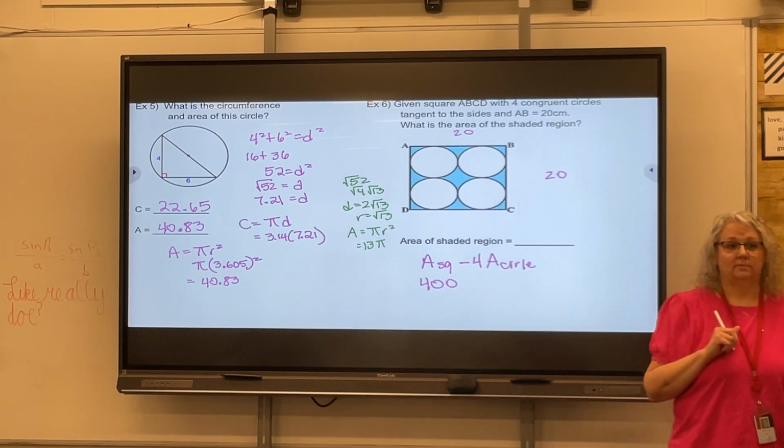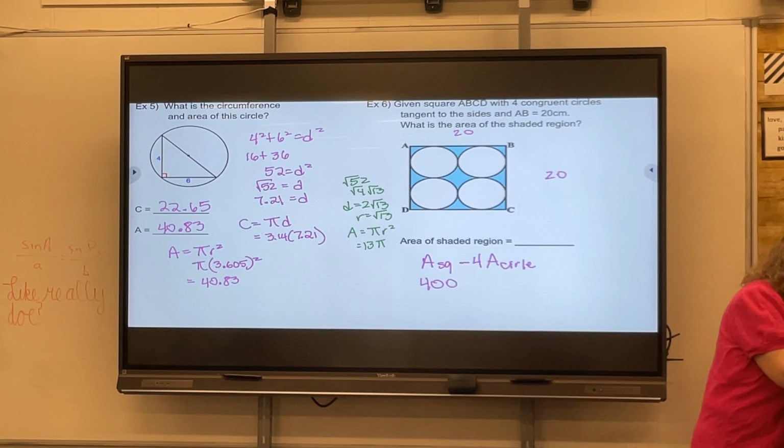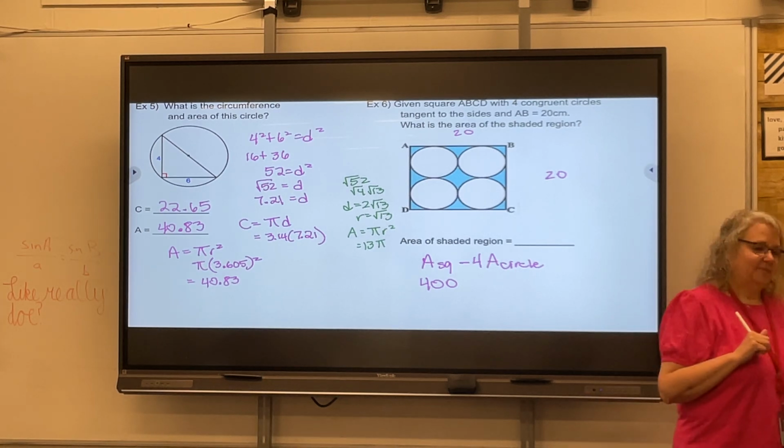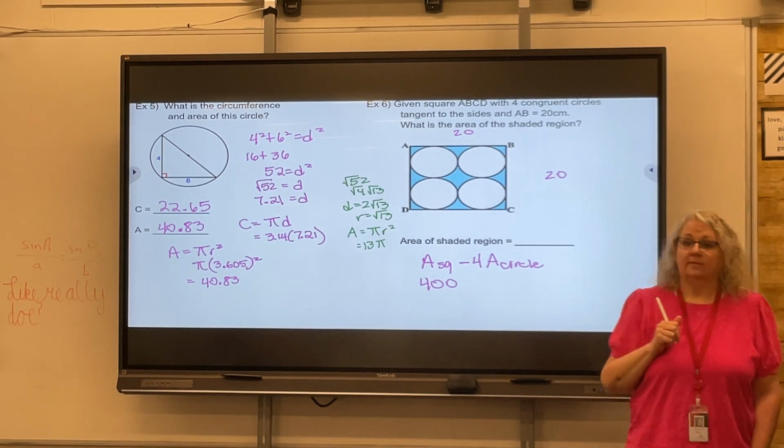What's the area of a circle? You don't know what a circle is? Sometimes my brain works faster than my hands. For the area of the circle, you just do the radius squared times pi.